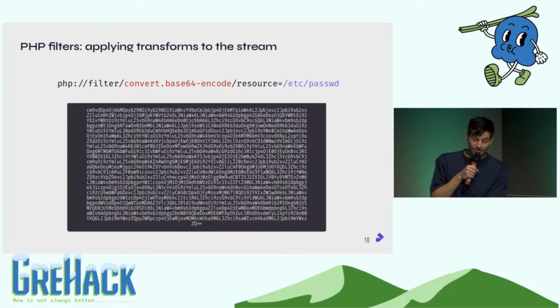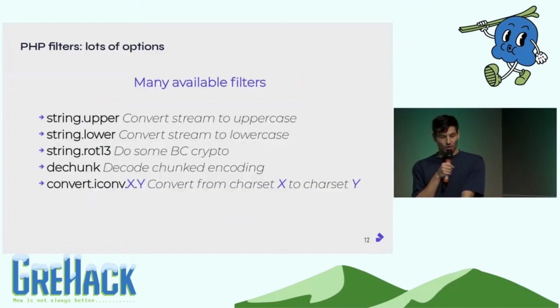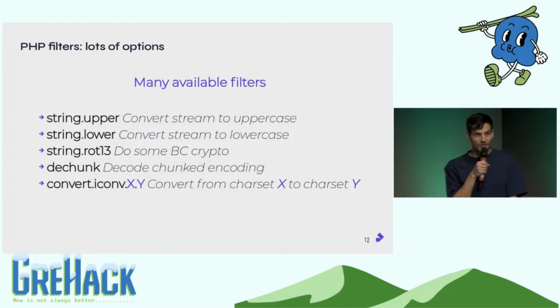The nice thing about filters is that you can stack as many as you want. So you can have 1, 2, 3, 4, 5, even thousands if you want. Like there's no limit at all. So here I'm calling base64-encode twice, so I get a file that is base64 encoded twice. Okay, so obviously you can do other things than base64 encode. You can put your stream in uppercase using string.toupper, or in lowercase with string.tolower. You can do some very, very old cryptography with string.rot13. Obviously don't use it, I don't know why it's there.